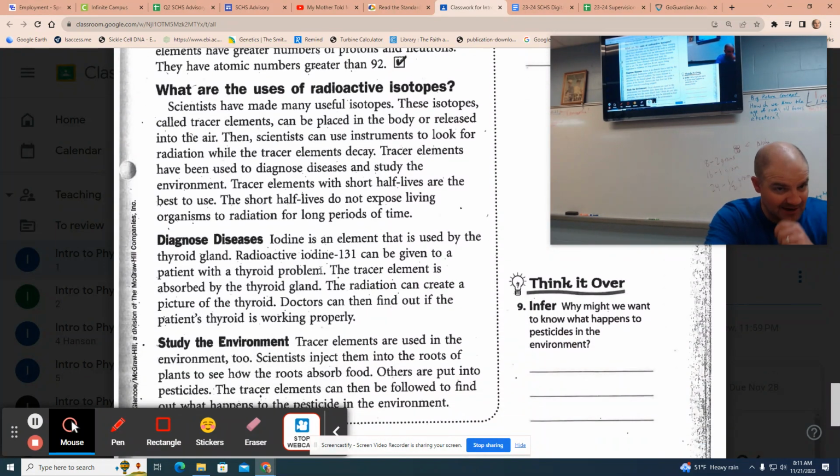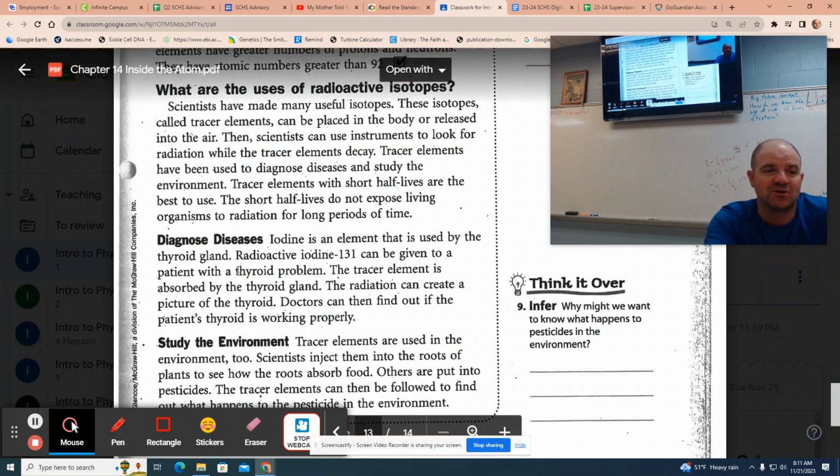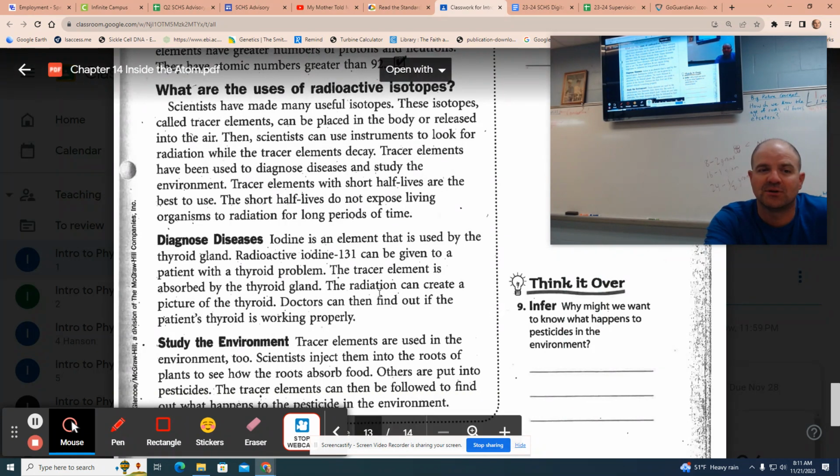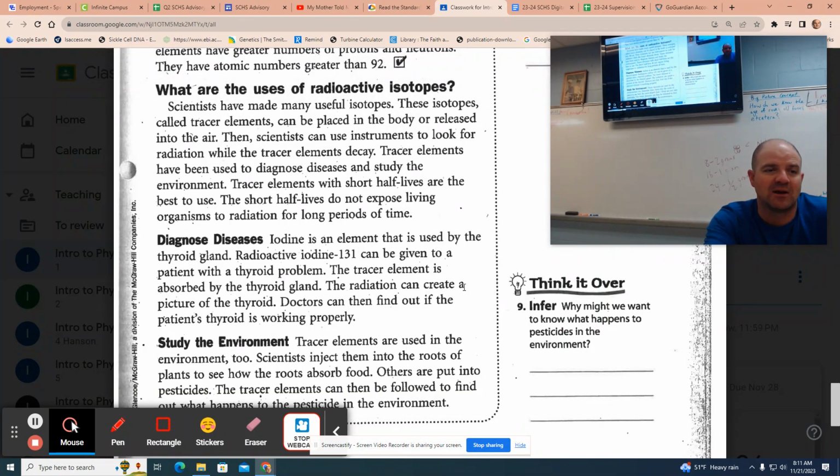Diagnosing diseases. Iodine is an element that is used by the thyroid gland. Radioactive iodine-131 can be given to a patient with a thyroid problem. The tracer element is absorbed by the thyroid gland. The radiation can create a picture of the thyroid, so it can be imaged. Doctors can then find out if the patient's thyroid is working properly.